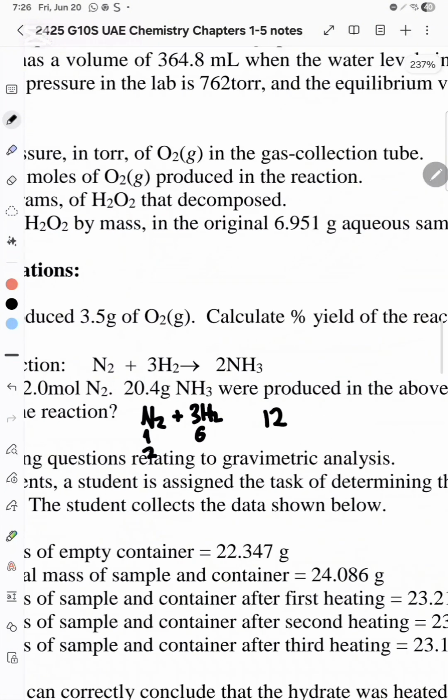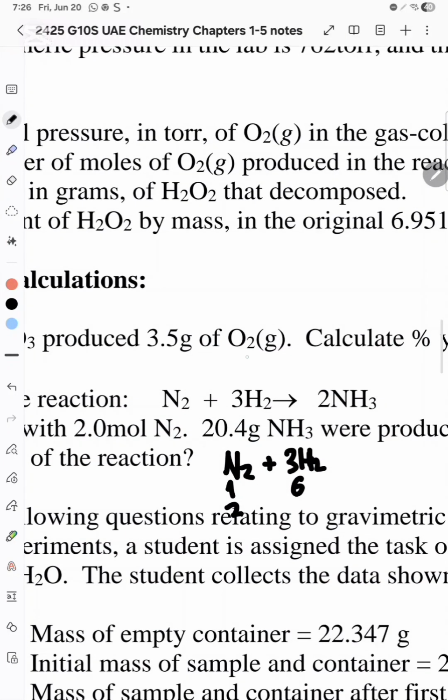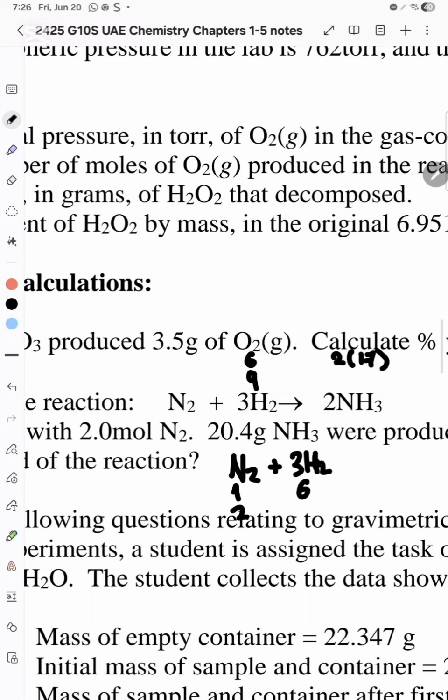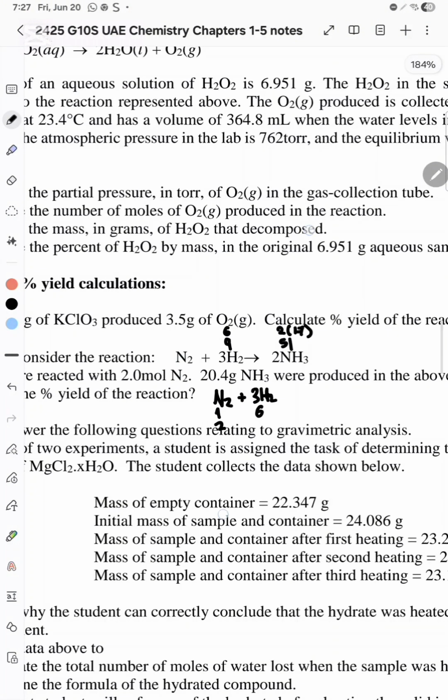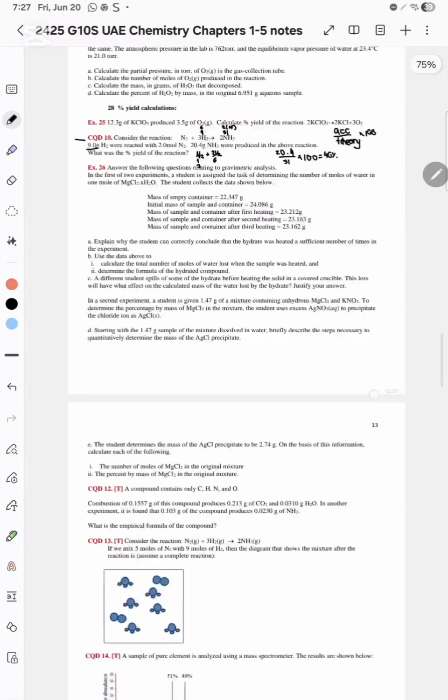So now we have to solve again, but this time with only the H2 and the NH3. So we have 6 grams is what's in the equation. 9 grams is what's given. So here we have 2 times 17 grams, which is 34. And now we need to find how much mass is supposed to be produced. So it's 51 when you cross multiply, of course. And now actual was what they gave us, which is 20.4. Theoretical is 51. When you multiply by 100, you get around 40%. And that's it for this question.